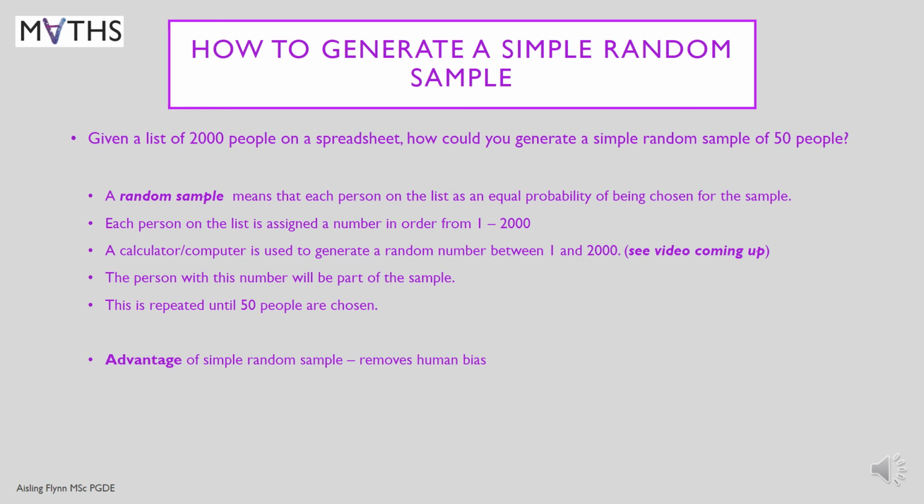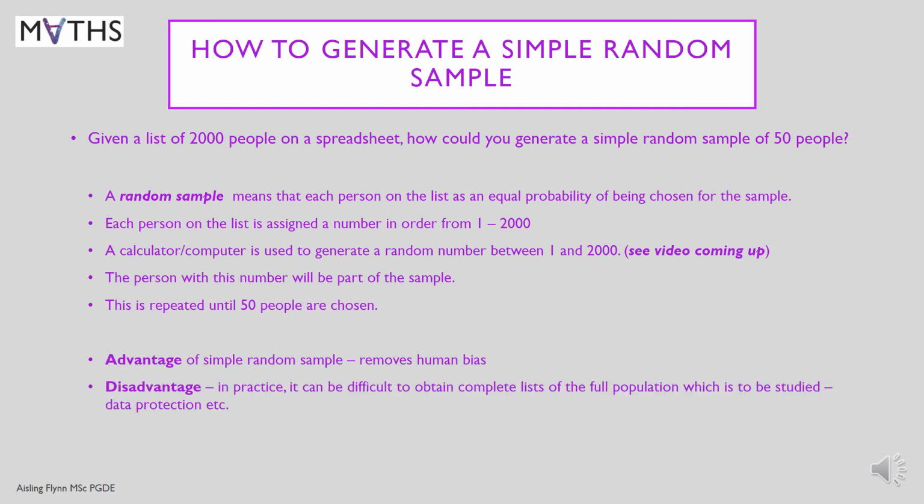The advantage of a simple random sample is it removes human bias, meaning you don't know what the person looks like or what their age is, are they approachable, whatever. Okay, so you're completely blind as to who you're going to choose. The disadvantage is, in practice, it can be difficult to obtain complete lists of the full population which is to be studied because of data protection, etc.